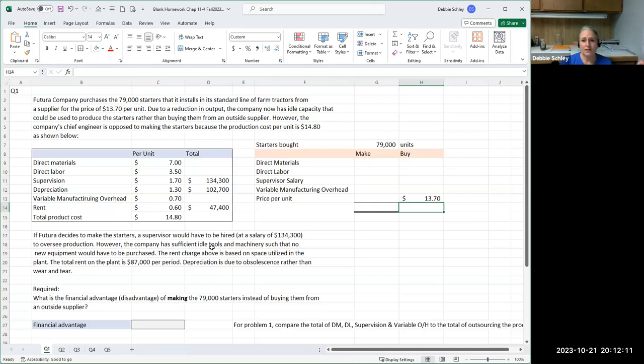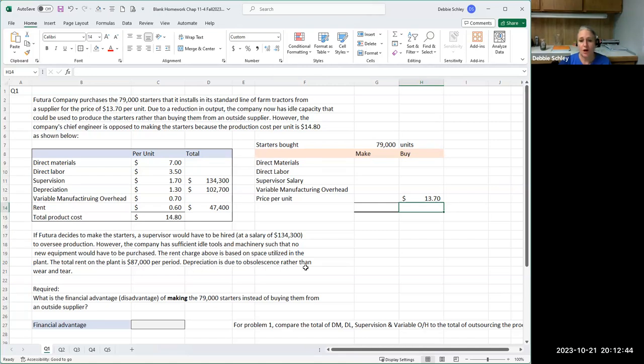However, the company has sufficient idle tools and machinery such that no new equipment would have to be purchased. The rent charge right here above is based on space utilized in the plant. The total rent on the plant is $87,000 per period. So right there, that tells me that this is a portion of a fixed cost for rent that is not going to change whether we make it or whether we buy it. We still have to pay rent.